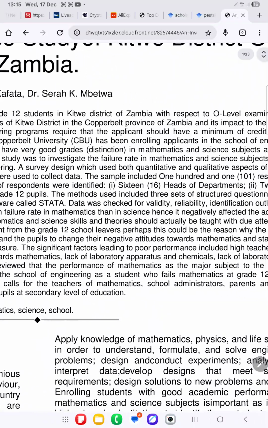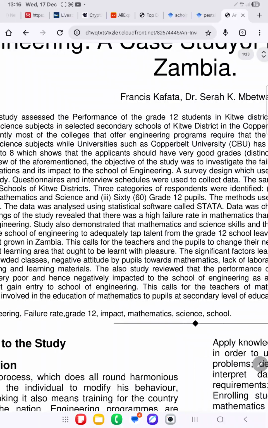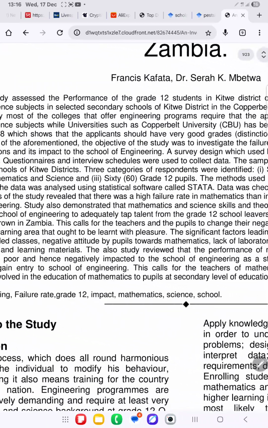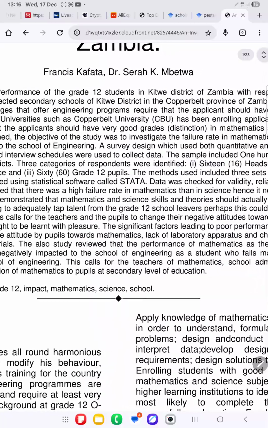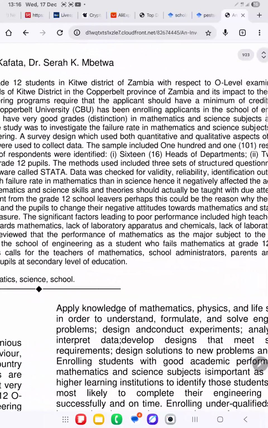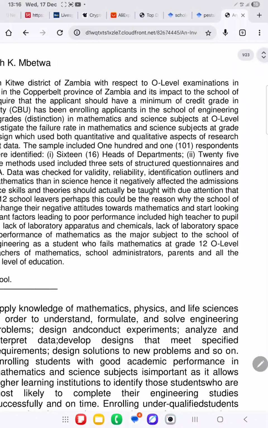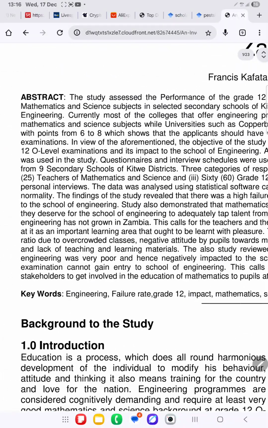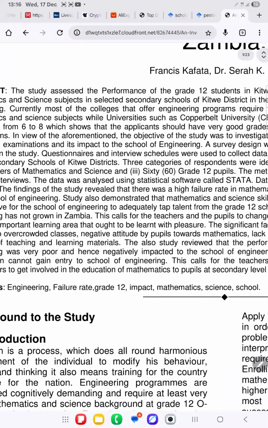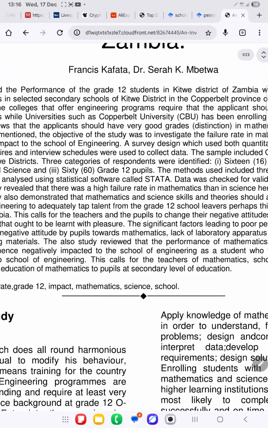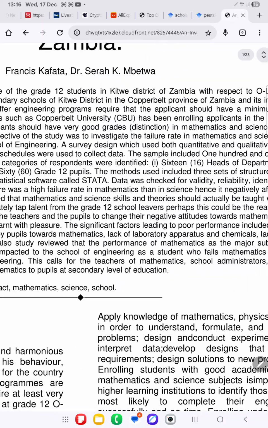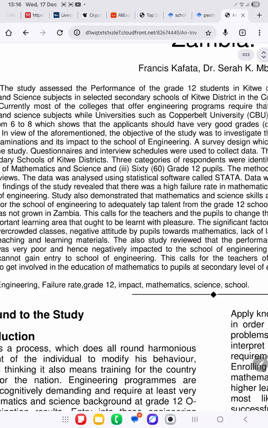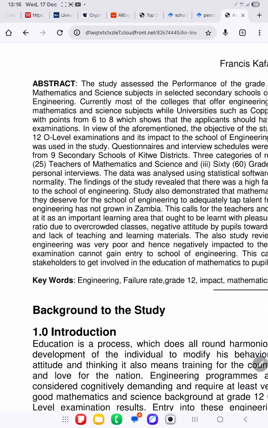Hence, it negatively affected the admission to the School of Engineering. The study also demonstrated that mathematics and science skills and theories should actually be taught with due attention that they deserve, for the School of Engineering to adequately tap talent from the grade 12 school leavers. Perhaps this could be the reason why the School of Engineering has not grown in Zambia.